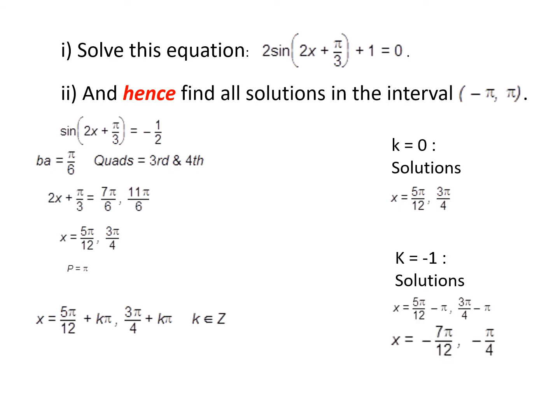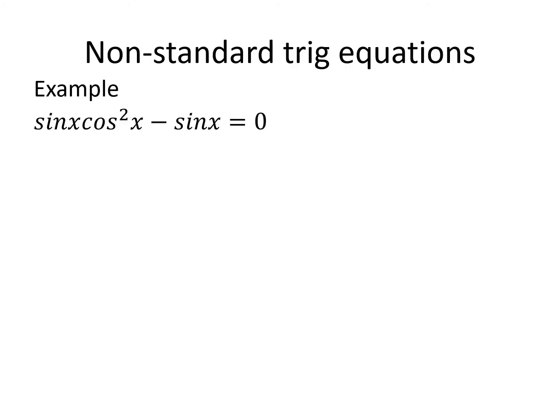If I subtract pi from each of those, I get minus 7 pi on 12, certainly less than minus pi, and minus pi on 4. All good. Let's try k equals 1. If I add pi to each of those, I get 17 pi on 12 and 7 pi on 4. However, they're both beyond the upper bound of the domain, so they don't count.